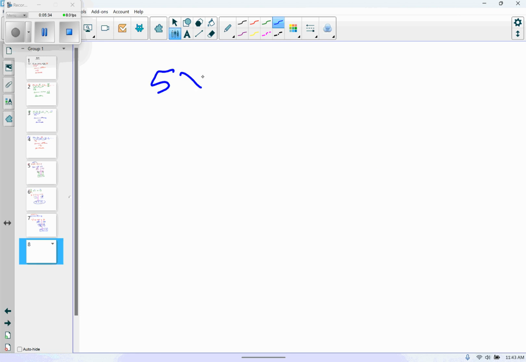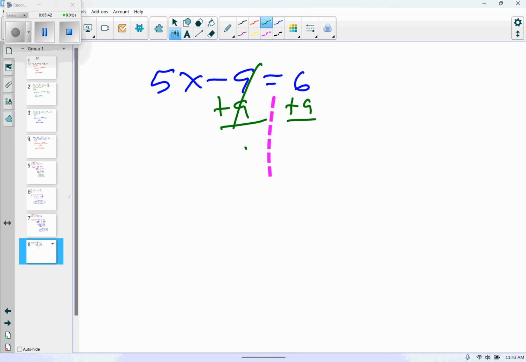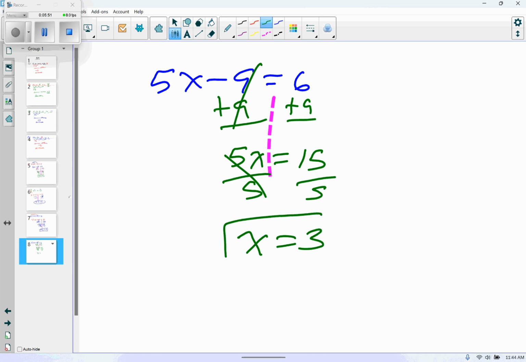Next problem, I have 5x minus 9 is equal to 6. I can just start adding stuff. So it's a negative 9, so I'm going to add 9 to both sides. Those cancel. 5x equals 15. Divide both sides by 5. Those cancel. Reduce 15 over 5, which comes out to 3.